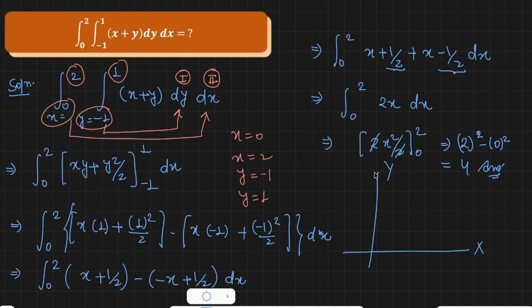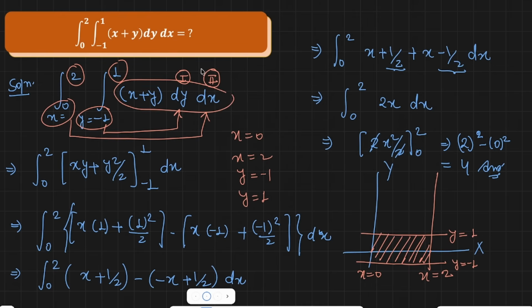Now see, what is x equal to 0? This y-axis is x equal to 0. X equal to 2 means this is your x equal to 2. Y equal to -1 means this is your y equal to -1, and here this is your y equal to 1. So this is your bounded region. So basically you are finding the volume over this region. See, volume means this is the curve, z is equal to x plus y, and this is the width, this is the length. You can easily find out the volume, this representing the volume over this curve.